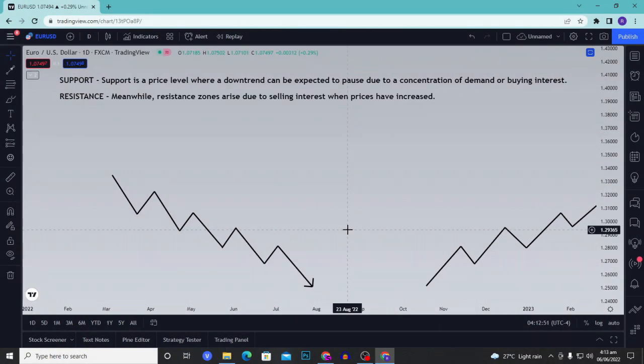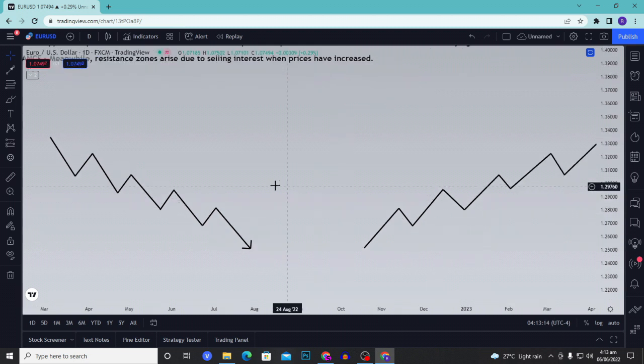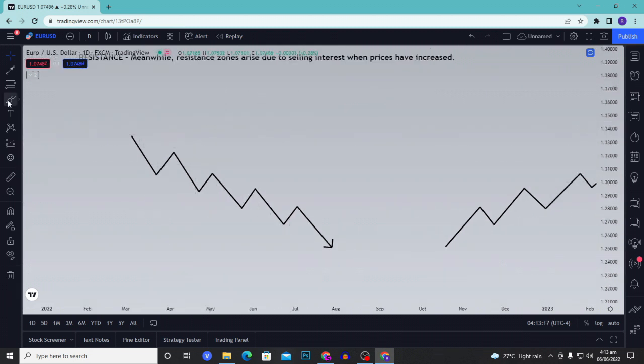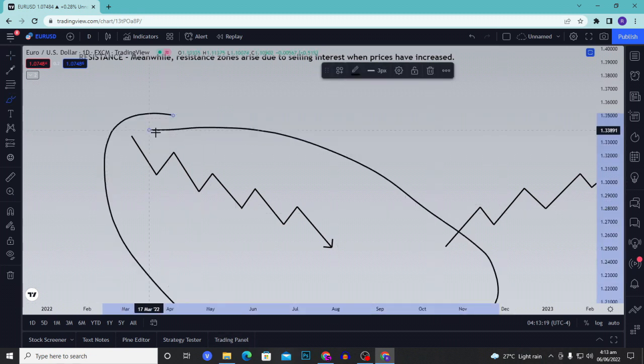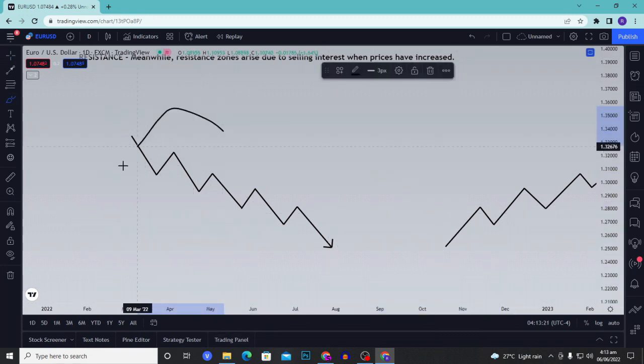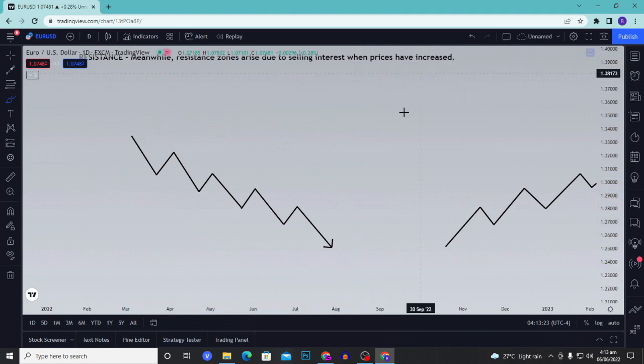We need to define what is support and what is resistance. So support is a price level where a downtrend can be expected to pause due to a concentration of demand or buying interest. Meanwhile, resistance zones arise due to selling interest when prices have increased. So let's imagine that this joint right here is price movement.